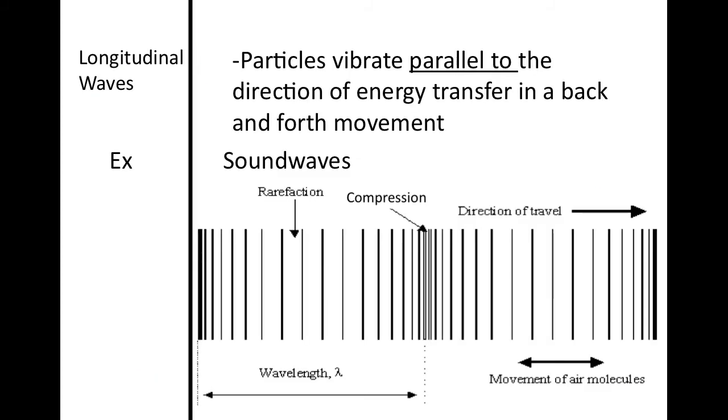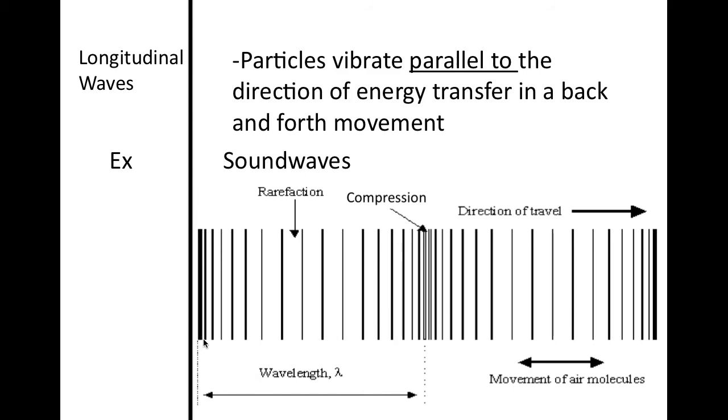Longitudinal waves are particles that vibrate parallel to the direction of energy transfer in a back and forth movement. Sound waves are examples of longitudinal waves. If you look down here, we have a wave of sound traveling from left to right. The direction of the energy transfer is going in this direction. We have the movement of air molecules that are moving back and forth when this energy goes through the medium. In this case, if it were air, for example, these would be air molecules.